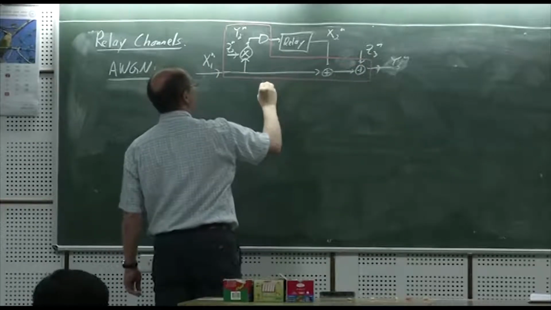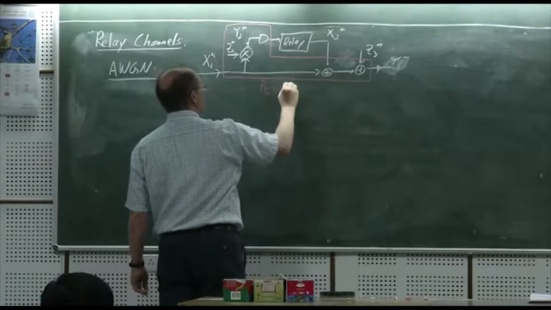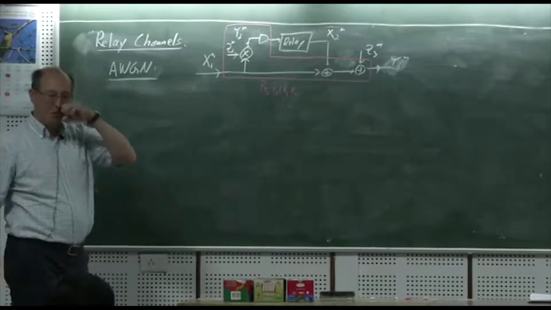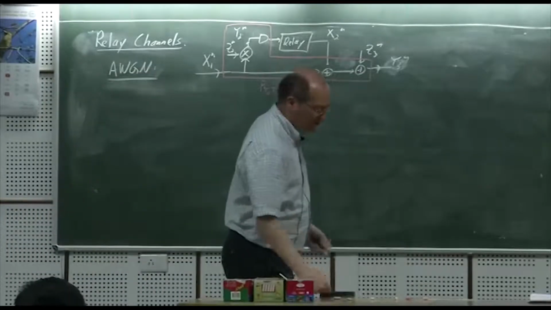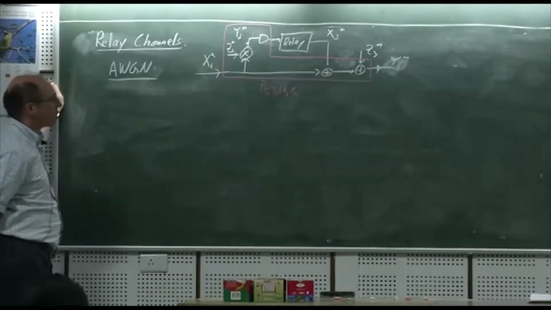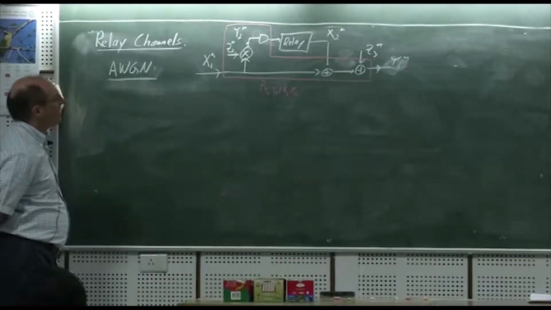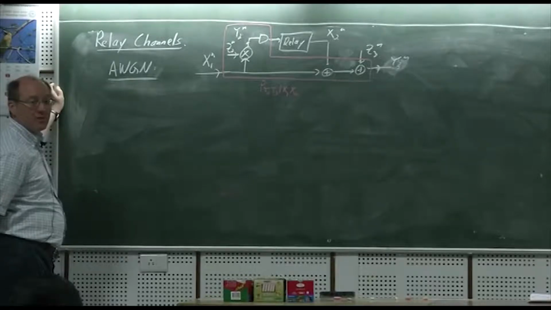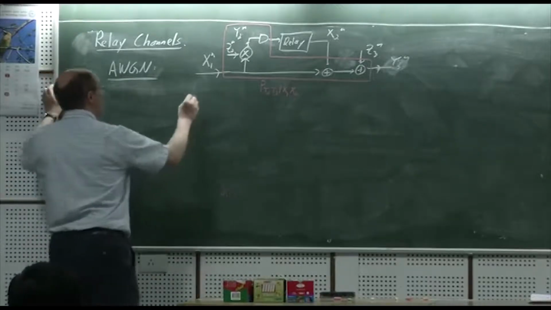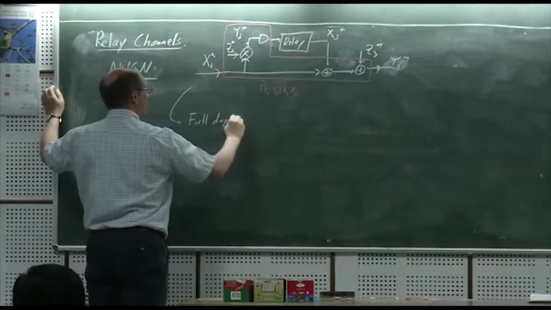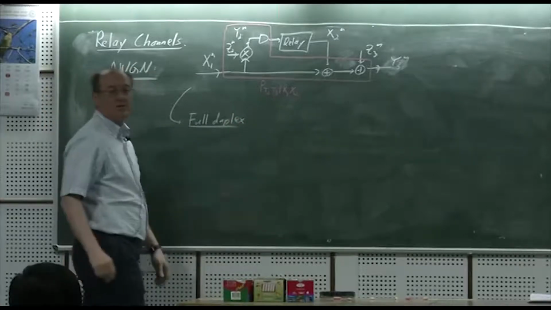There's my P of y2, y3 given x1, x2, and this now will have a joint Gaussian distribution, right? That's quite straightforward, so it's going to be a Gaussian distribution. Now, a couple of comments about this. First of all, if I leave it like this, the model is a full duplex relay, right?